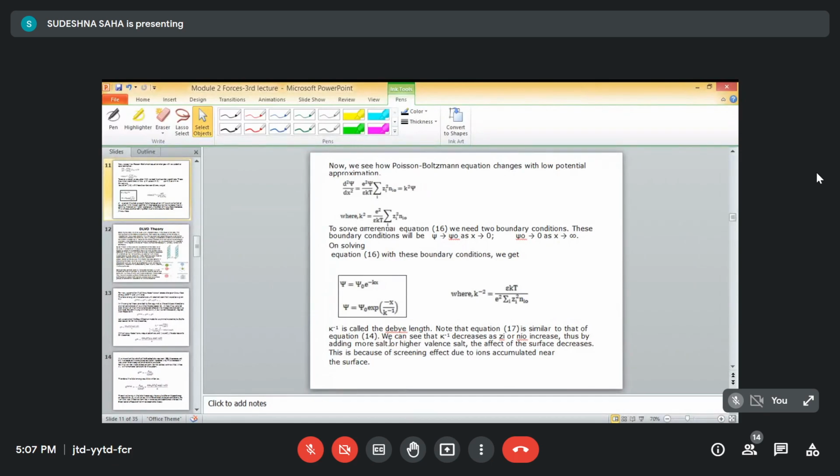Can you repeat the last line once? Yes, basically I said that kappa inverse, or the Debye length, decreases with increase in Zi or Ni naught, and if you add more salt or higher valence salt, that will affect the surface, and basically the surface potential will decrease, as well as the Debye length.